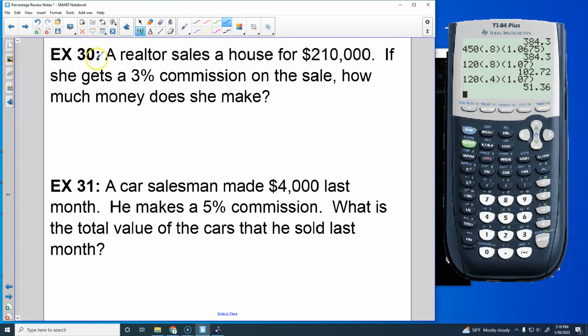All right. So, a realtor sells a house for $210,000. If she gets a 3% commission on the sale, how much money does she make? This is how realtors make their money. Anybody's parent a realtor? Your dad is, isn't he? Your aunt is? So realtors get paid a percent of the amount that they sell the house for.